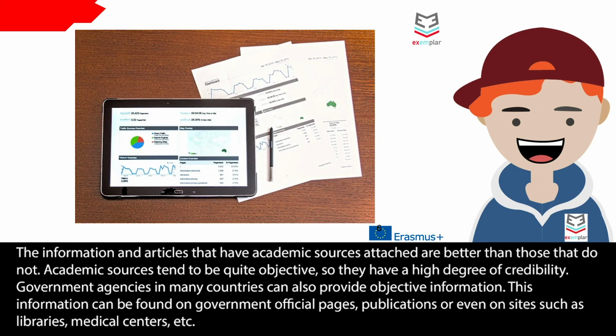The information in articles that have academic sources attached are better than those that do not. Academic sources tend to be quite objective, so they have a high degree of credibility. Government agencies in many countries can also provide objective information. This information can be found on government official pages, publications, or even on sites such as libraries, medical centres, etc.